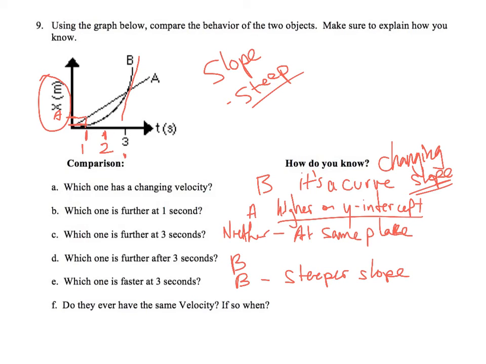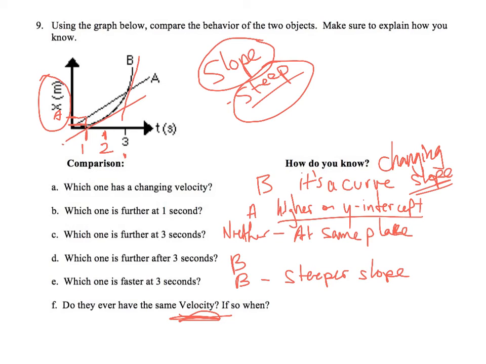Now, do they ever have the same velocity? If so, when? Do A and B ever have the same velocity? That's the same thing as asking, do they ever have the same slope? Which is the same thing as asking, are they ever the same steepness? Do they have the same steepness ever? Yes. When? I don't know, but it's about when that happened right there.